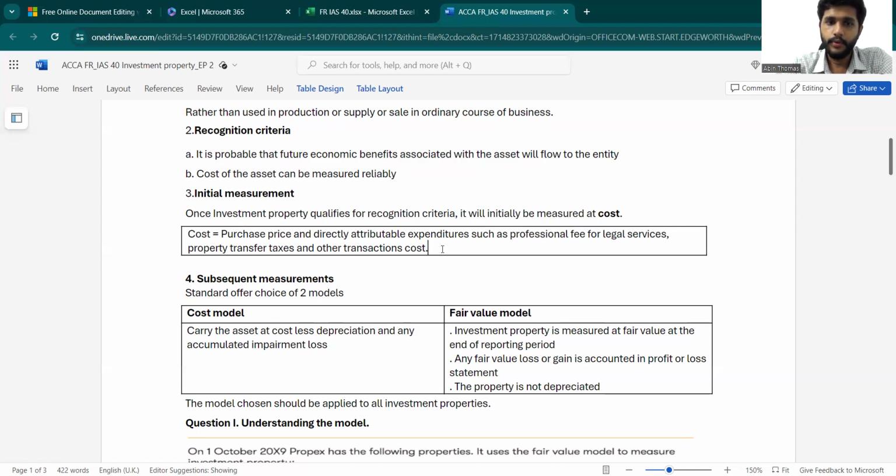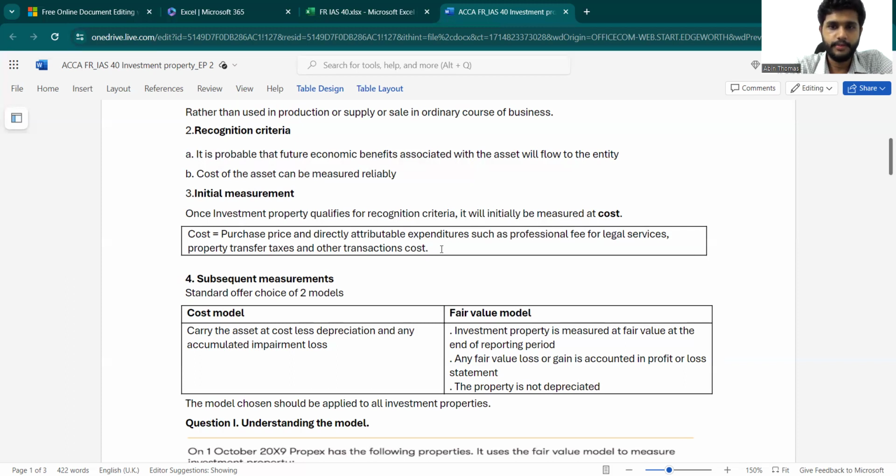Let me give you an example. The organization purchased a piece of land that cost them $1 million, and they paid a professional fee for the legal service of 10,000, and also they have paid some taxes of 20,000. So how do they measure the value in the books of account?